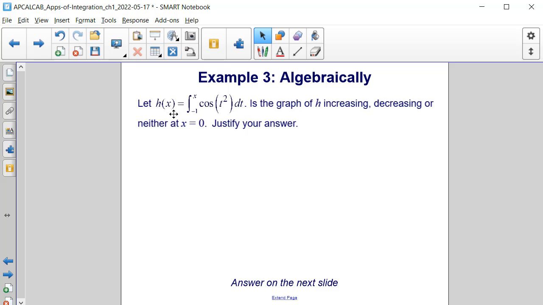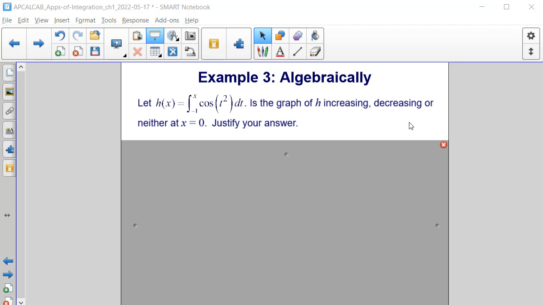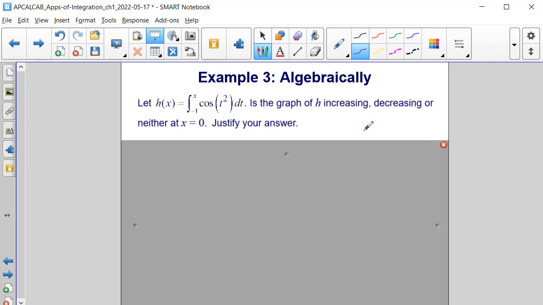Now let's try working on another example. We're still going to let h of x be equal to the integral from -1 to x of cosine of t squared dt. But then we're going to answer this question. Is the graph of h increasing, decreasing, or neither at x equals 0? And we're going to justify our answer. Let's get started.